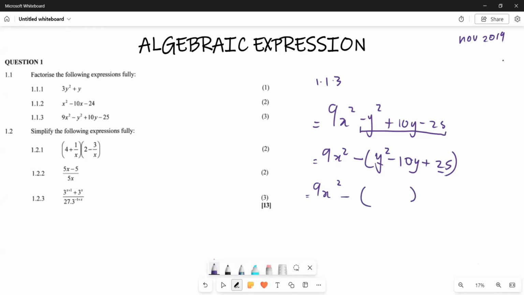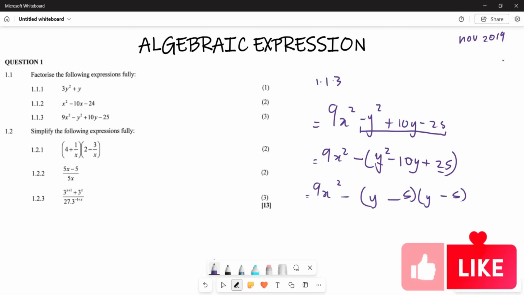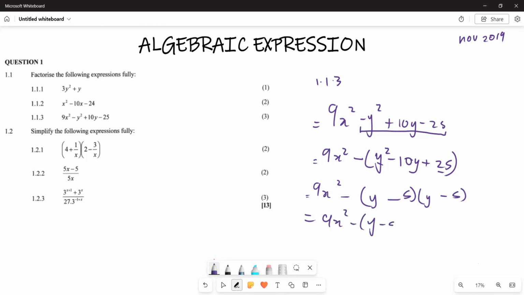Now this is same as when you're opening your two brackets, this is same as y. This is same as 5 and 5. This is going to be same as what? Negative and negative, because here you're having the positive, right? And because these are two brackets of the same thing, this is same as 9x squared subtract y subtract 5 squared. So basically that's how we found this one.